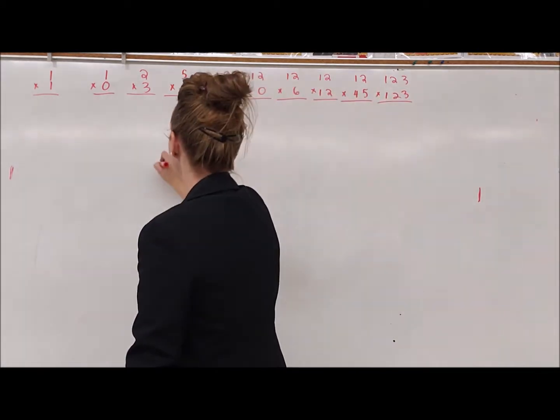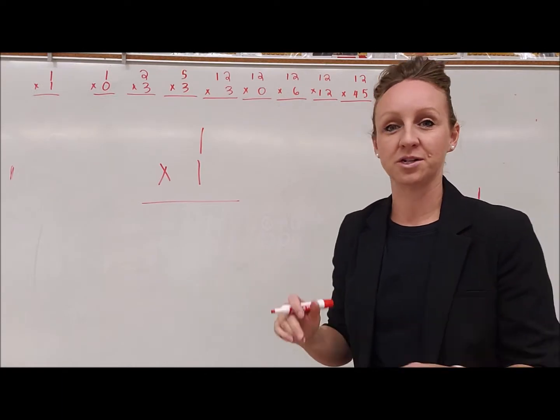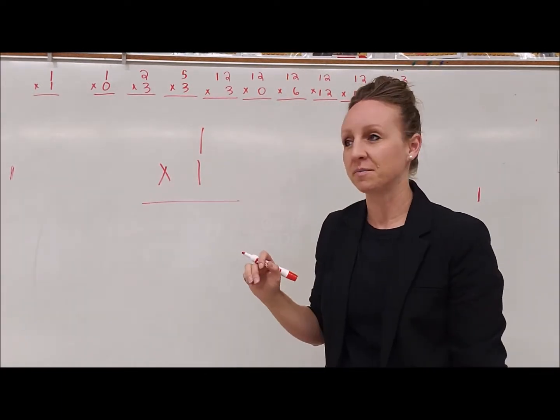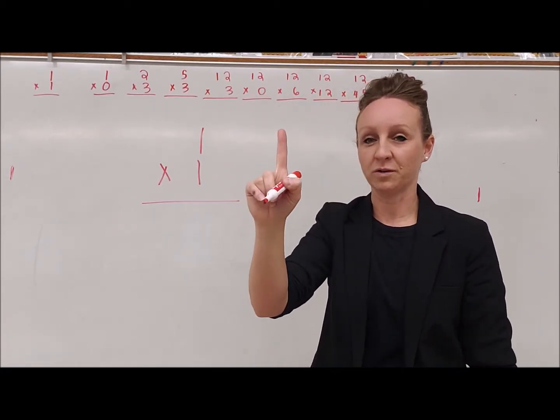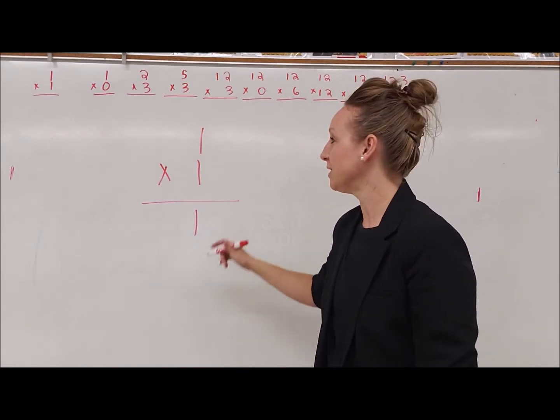So first question, very basic. How do we multiply one digit by one digit? We simply take the top number, we multiply it by the bottom number, and we put our answer in here. So if I have one group of one thing, so one group, one's in it, the answer is 1. This is where I write my answer.